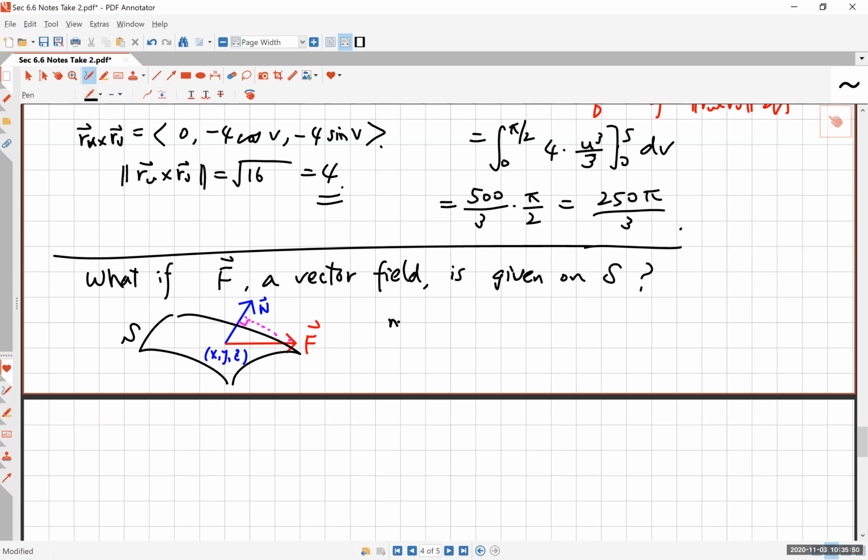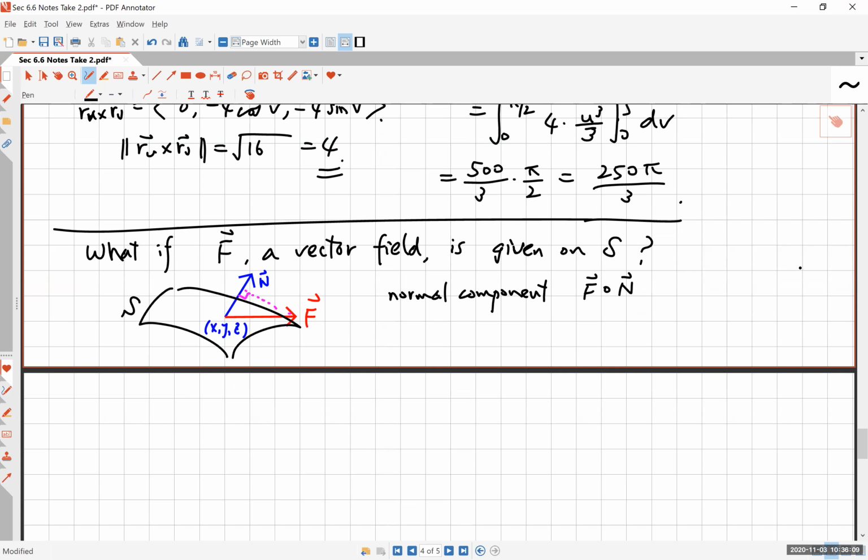Remember the normal component of the vector field F is F dot n, because it's basically the norm of F times the norm of n times the cosine of theta, which is of course the dot product. Okay, remember the dot product is very useful and very easy to calculate. So this is a real valued function. At every point xyz of surface S, you have a real valued function, which just happens to be called F dot n.